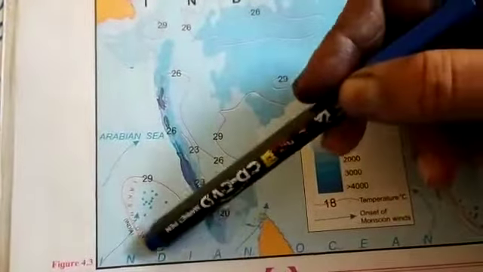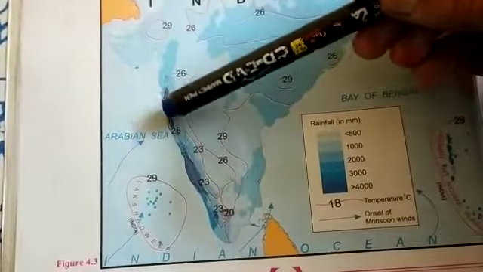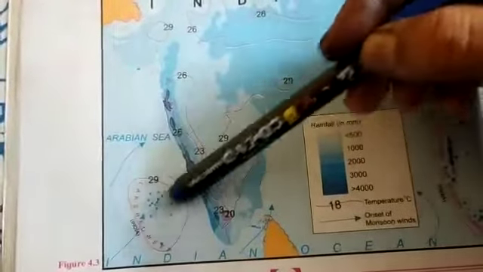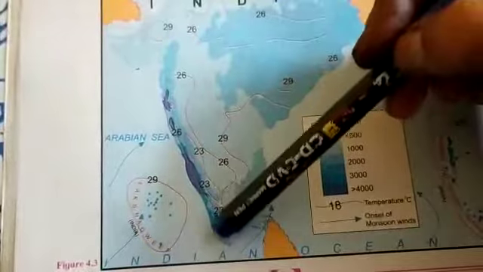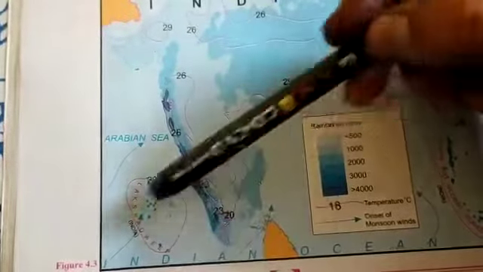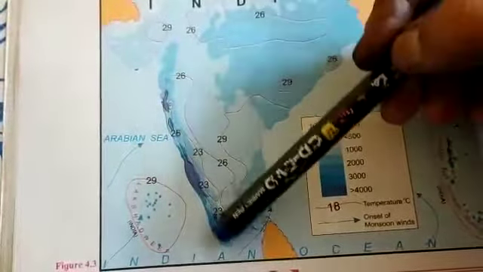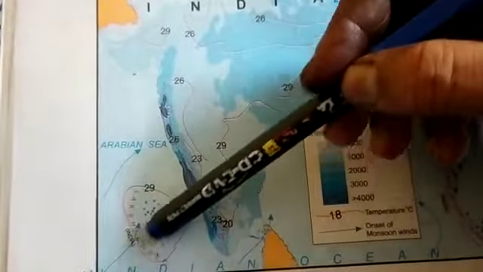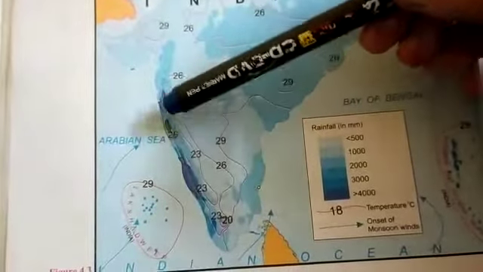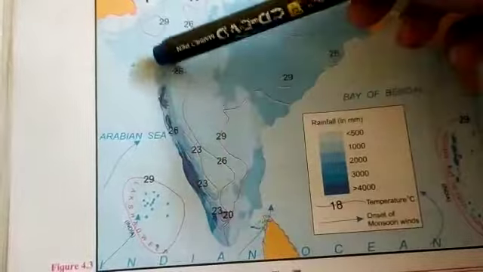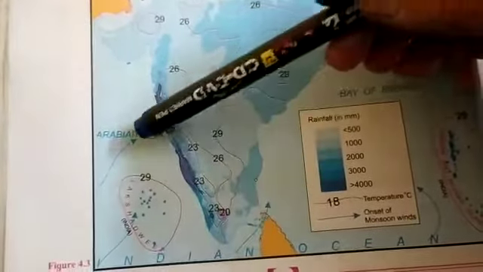So these are the southwest monsoon winds. What happens, children? They enter India over here, from the western part of the peninsula. Now as they try to enter India over here, they are obstructed by what? By the Western Ghats.